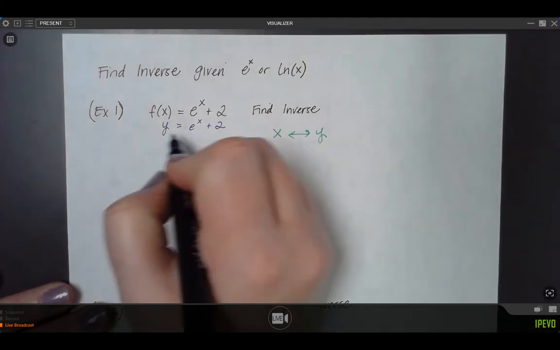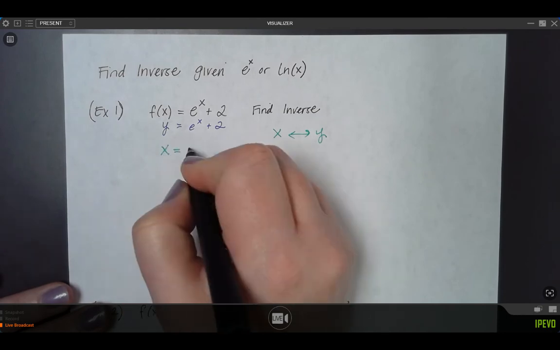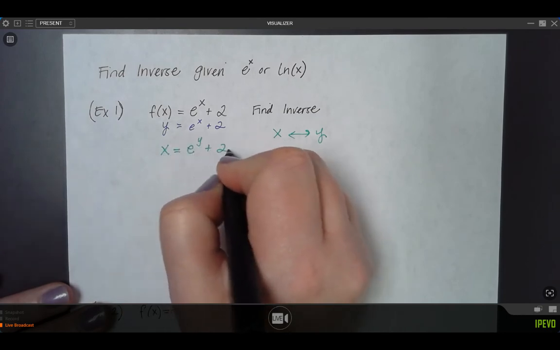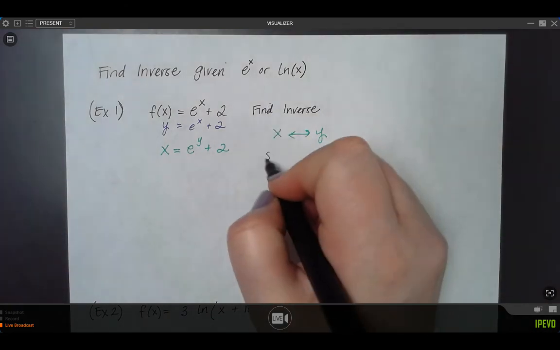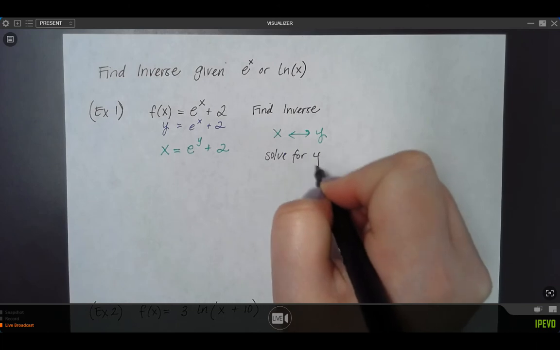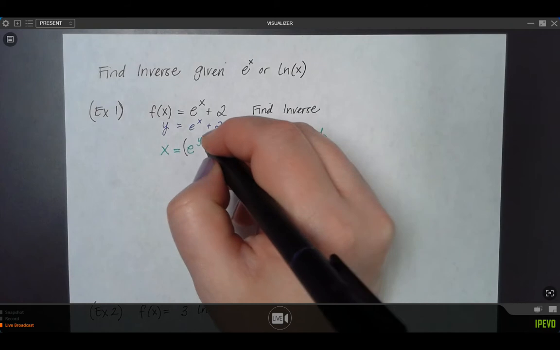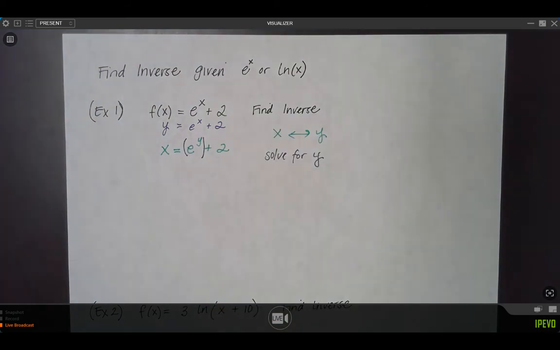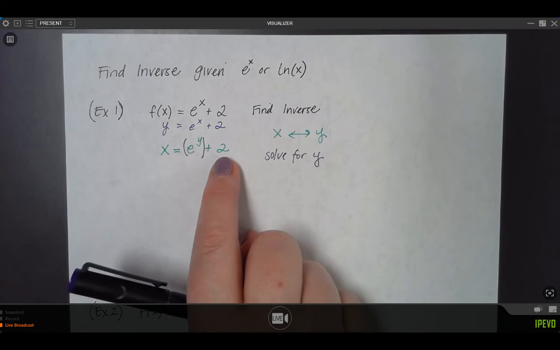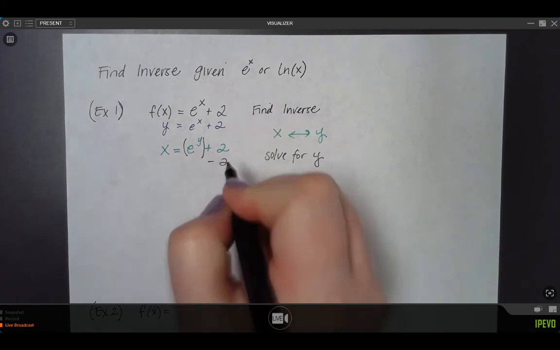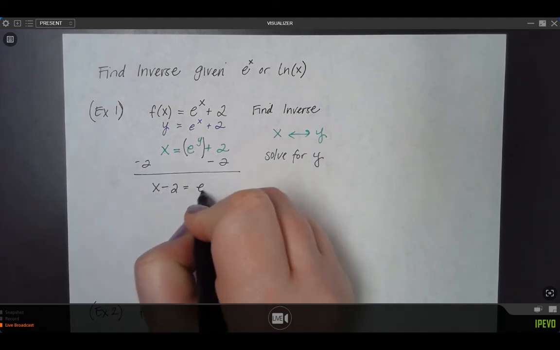So what I'm going to do is switch where the x is and the y is. So this is going to be x equals e to the y plus 2. Now the goal is to solve for y. So the goal is to get the letter y by itself, and a great reminder is that e to the y is actually all attached to each other. So I can't get that y alone just yet. I need to move that positive 2 to the other side. This gives me x minus 2 is equal to e to the y.